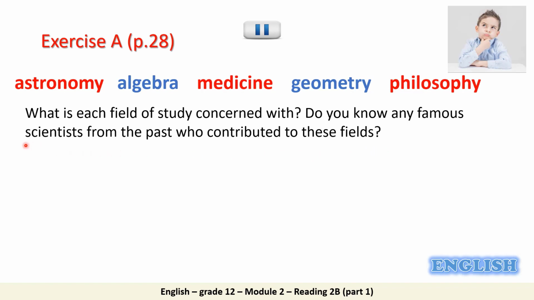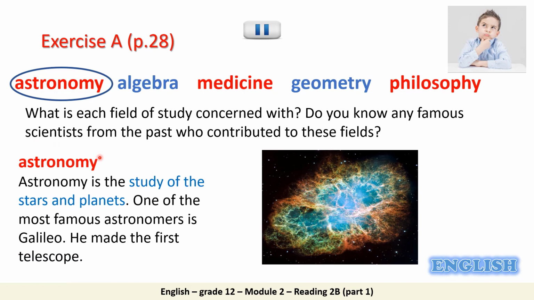Well, what is astronomy? Okay, astronomy is the study of the stars and planets. Can you name any famous astronomers? Excellent. Galileo is one of the most famous astronomers from the past, and he made the first telescope.